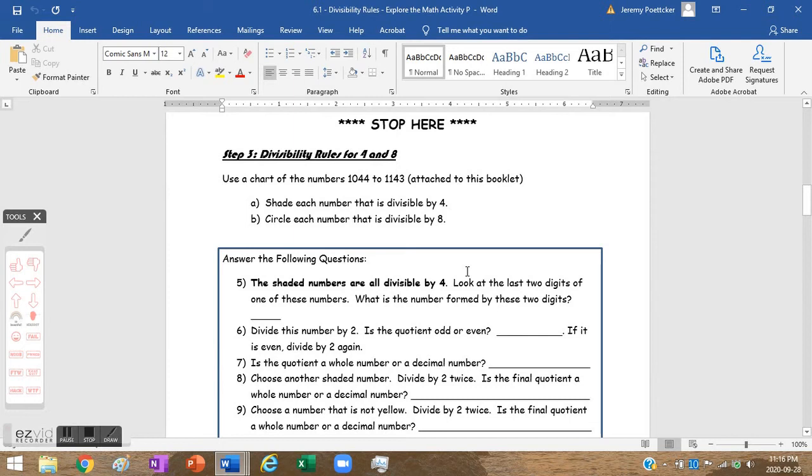So let's go back here. Shaded numbers are all divisible by 4. Look at the last 2 digits of one of these numbers. What is the number formed by these 2 digits? There's obviously going to be lots of different ones. So I'm going to start with that first one that I came up with, the 44. Divide this number by 2. Is the quotient odd or even? You're going to find out it's indeed even. If it's even, divide by 2 again. Is the quotient a whole number or a decimal number? And it will be a whole number.